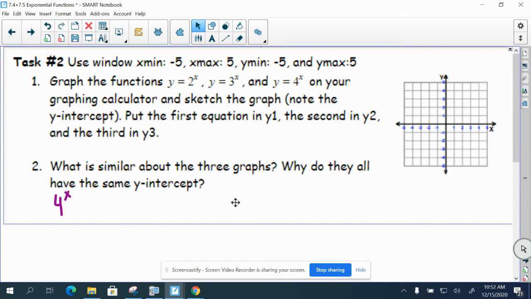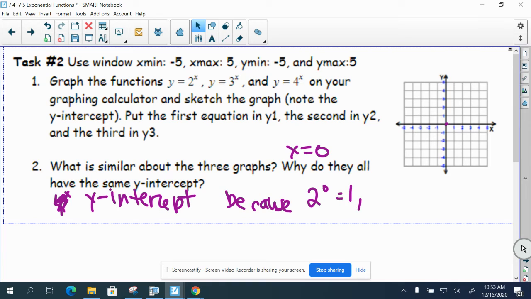What is similar about the 3 graphs? Well, they all have the same y-intercept. And because, when you're finding the y-intercept, you're plugging in x equals 0, and anything to the 0 power is 1. Because 2 to the 0 is 1, 3 to the 0 is 1, and 4 to the 0 is 1. So that's why they all have the same y-intercept.